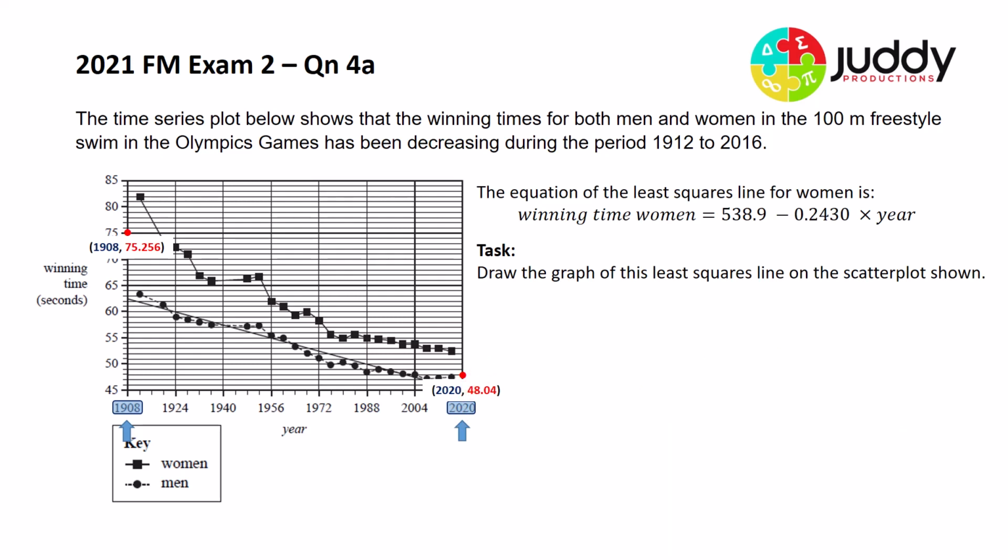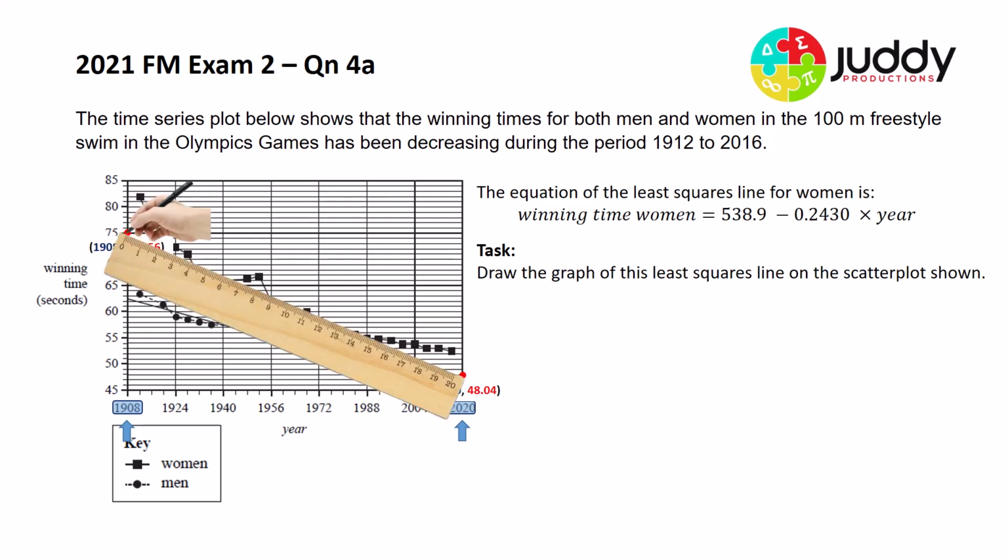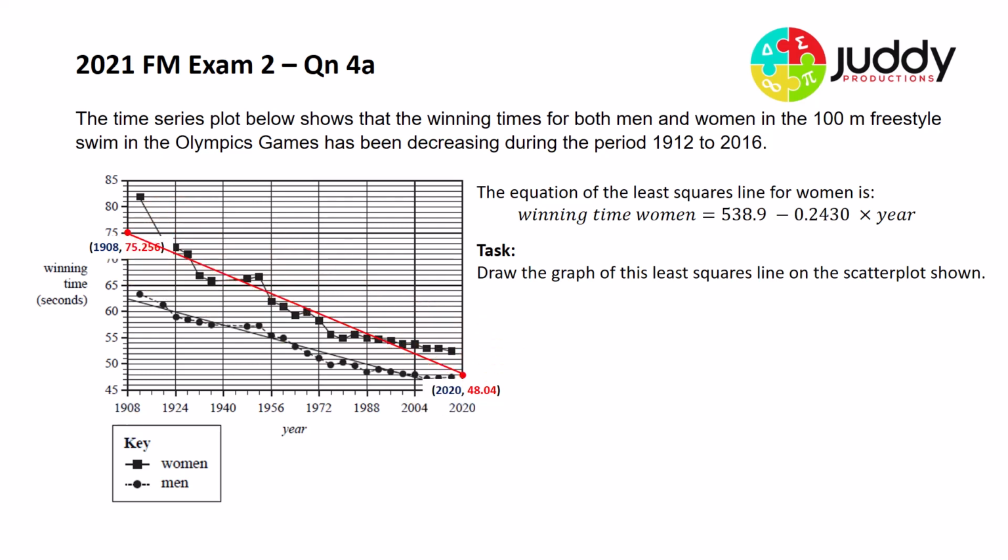Simple. All we do now is join a line between these 2 points. There's our line. That's the task complete, full marks. All we need is 2 points and a straight line.